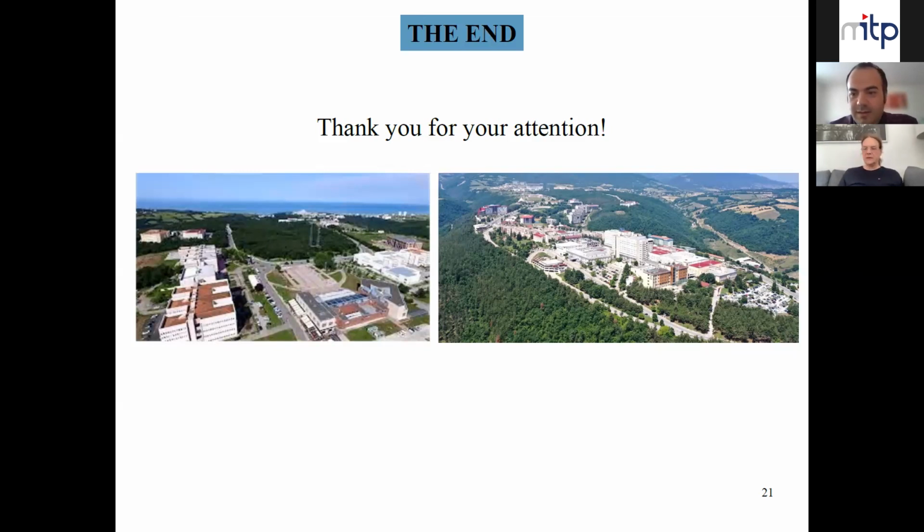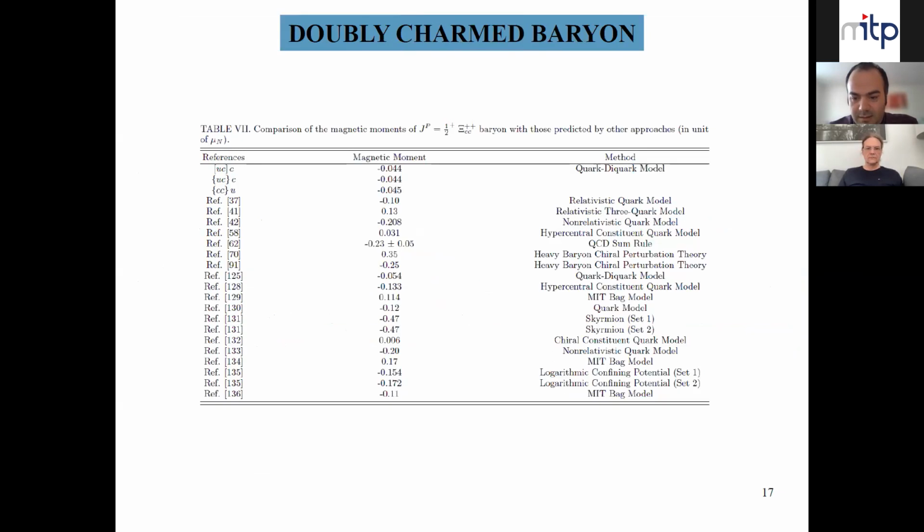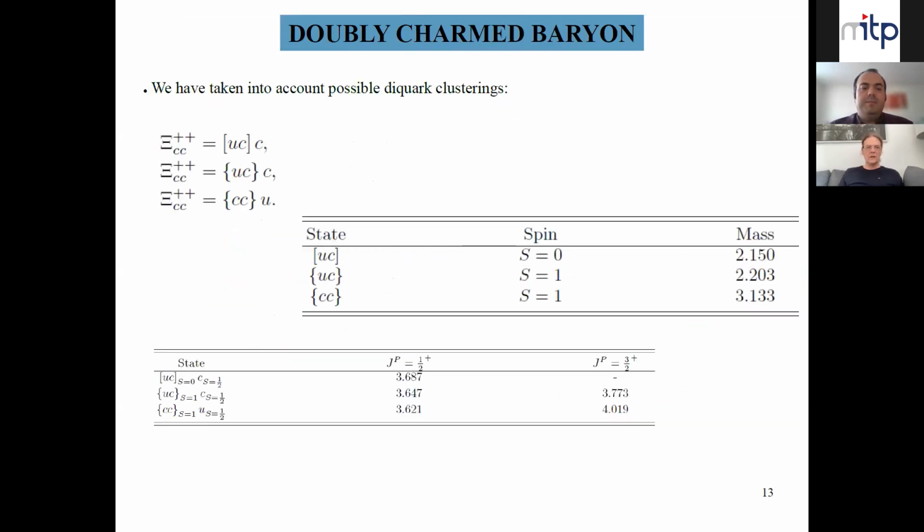Can you go to page 13? You said you take into account all possible diquark clusterings. Does that mean also all possible diquark clustering with respect to color? Do you have the 3 bar and the 6, or only the 3 bar, as many do? The second one. We just think about the color structure, so we just have the color 3 bar, not the 6. Yeah, 3 bar, not yet.